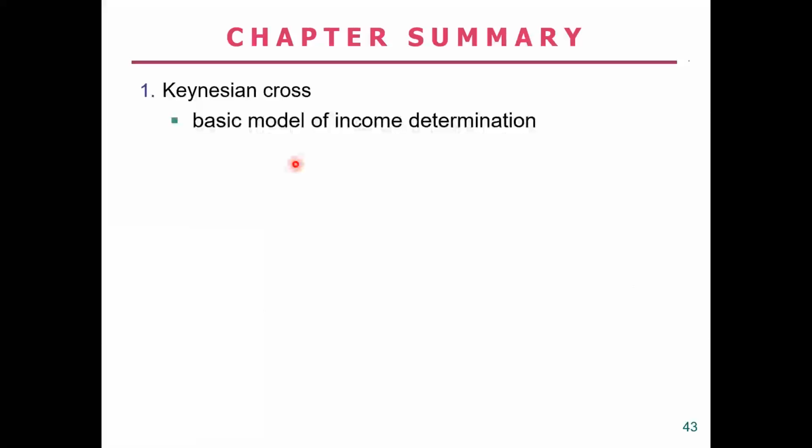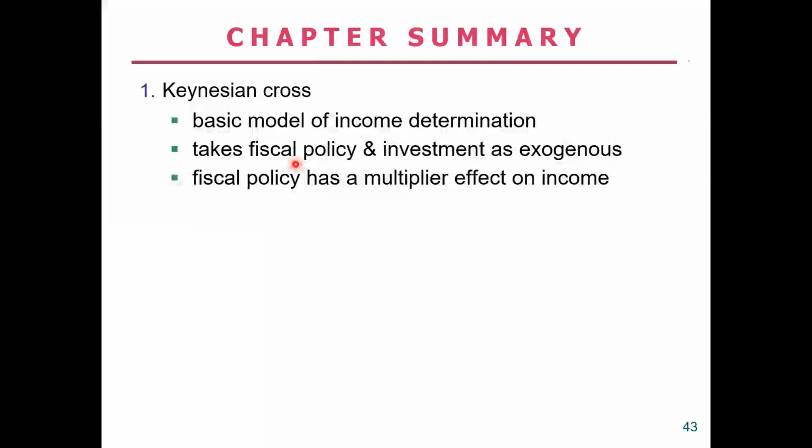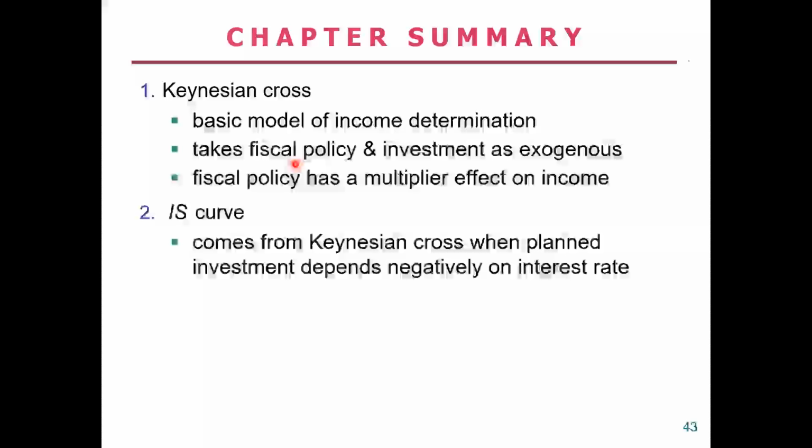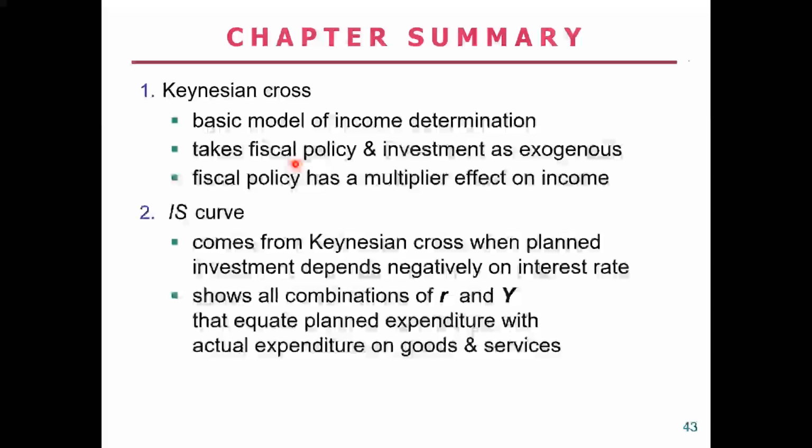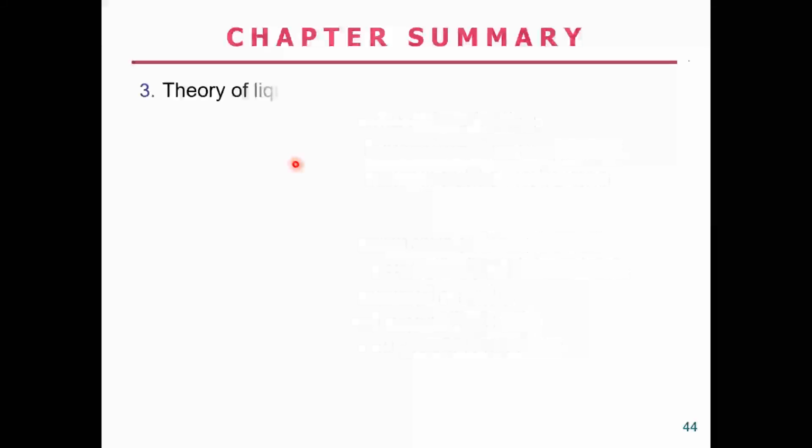Now, from this chapter, we learn from the Keynesian cross the basic model of income determination, which takes fiscal policy and investment as exogenous. Fiscal policy has a multiplier effect on income. The IS curve comes from the Keynesian cross when planned investment depends negatively on the interest rate. It shows all combinations of interest rate and output that equate planned expenditure with actual expenditure on goods and services.